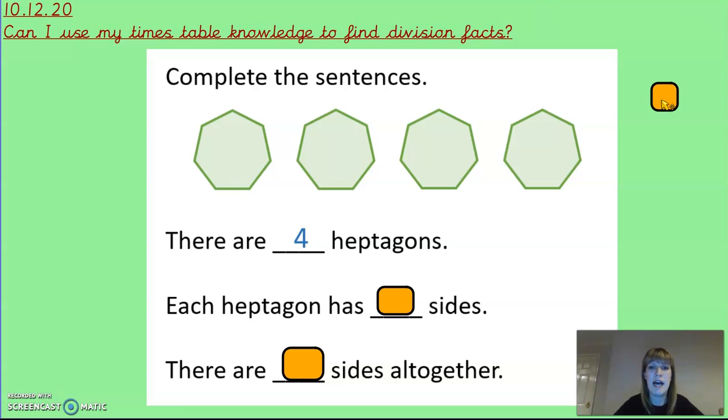Each heptagon has how many sides? So I'm going to count them. I'm actually going to mark off my side so I don't double count each side. So 1, 2, 3, 4, 5, 6, 7. Let's see if that is correct. A heptagon has 7 sides.